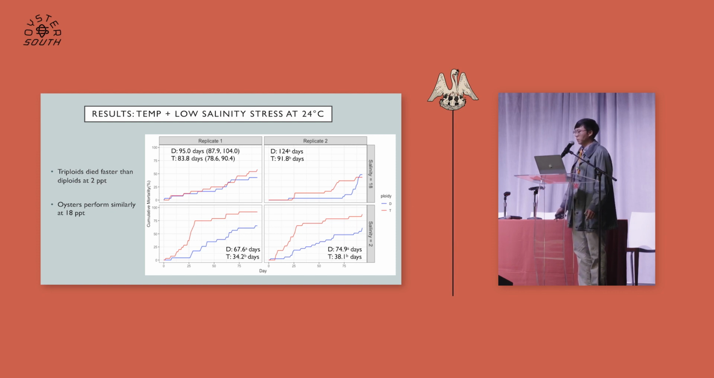So we see here that the triploids are dying faster than the diploids at 2 parts per thousand. When you look at the LT50s on the bottom row, you'll notice that the triploid LT50 is around half that of the diploids in both replicates. And we see that at 18 parts per thousand, the LT50s are somewhat similar. So for replicate 1, they're pretty similar. And in replicate 2, we saw a significant difference, but the difference isn't nearly as big as at a salinity of 2, and the end cumulative mortality is pretty similar.